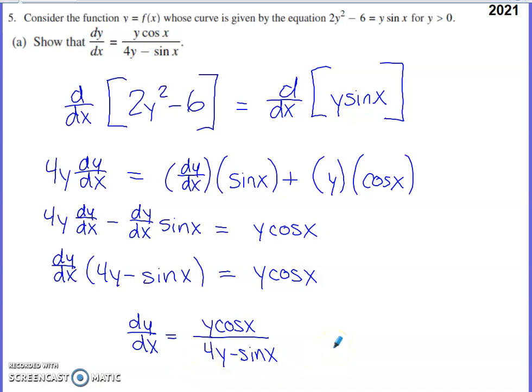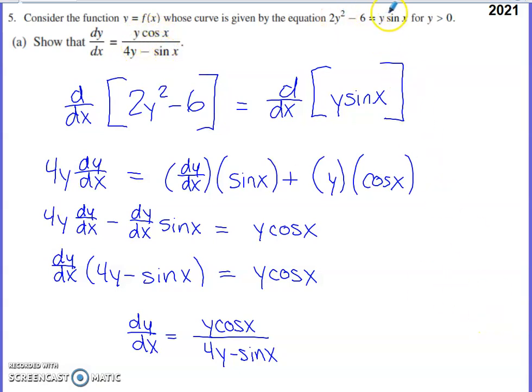So in this video, we'll be talking about problem number 5 from the 2021 AP Calc AB exam. They tell us we've got a function y equals f of x whose curve is given by this relation here for y being greater than 0. They ask us in part A to show that the derivative of y with respect to x is going to be equal to this fraction.